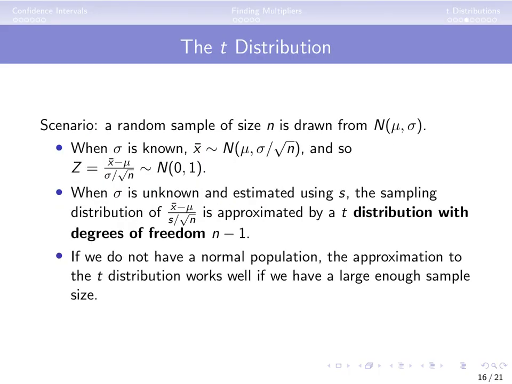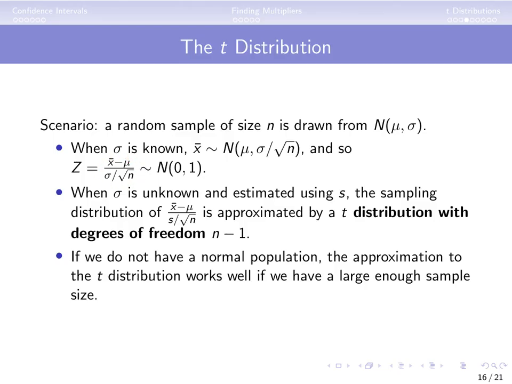So let's think about some of the things that we talked about. We say that if sigma is known, your sample means follow a normal distribution under some circumstances, and one can standardize this x bar by subtracting the mean and dividing by sigma over square root n to find your z distribution, which is a standard normal with mean 0, standard deviation 1. So this quantity follows a standard normal distribution.